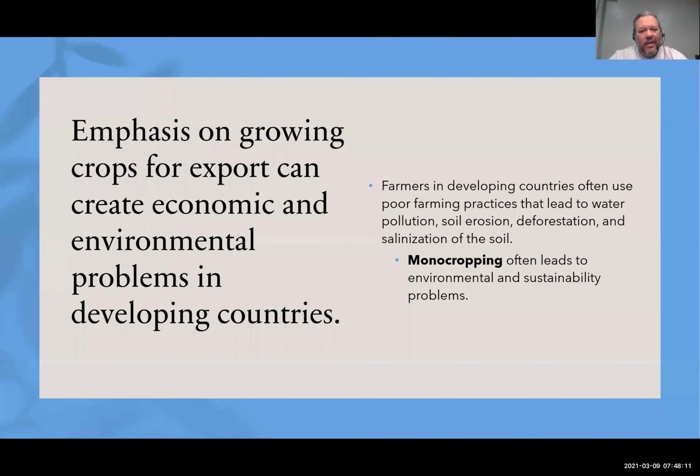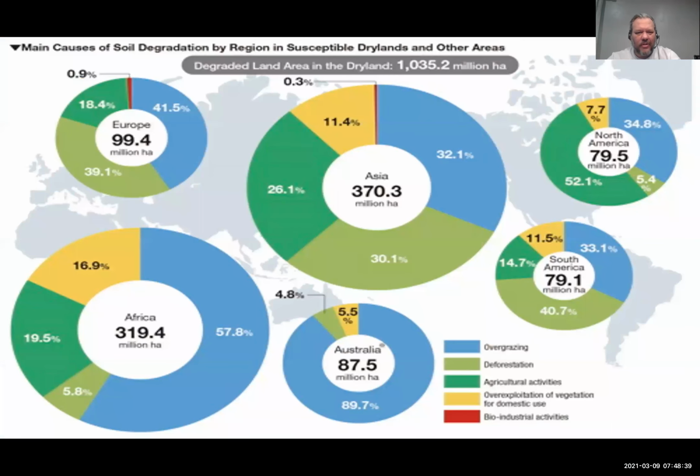All right. So emphasis on growing crops for exports can create economic and environmental problems. So when we look at this concept of monocropping, and again, monocropping is just growing the same thing over time. All right. And so these are some of the problems. It can lead to water pollution, soil erosion, deforestation, and salinization of the soil. Okay, and it's because you're just growing this one crop, and some other practices we'll look at here in just a sec.